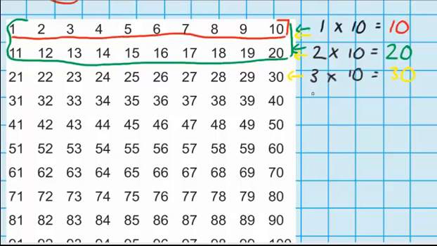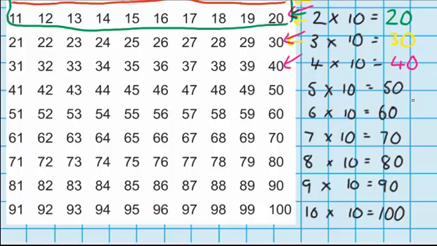Okay, 4 groups of 10. So this time let's use purple. We had one group of 10, 2 groups of 10, 3 groups of 10, 4 groups of 10 is 40. Now I'm going to go down and fill out all the other 10 times tables. You might like to stop this video now and see if you can do it as well.